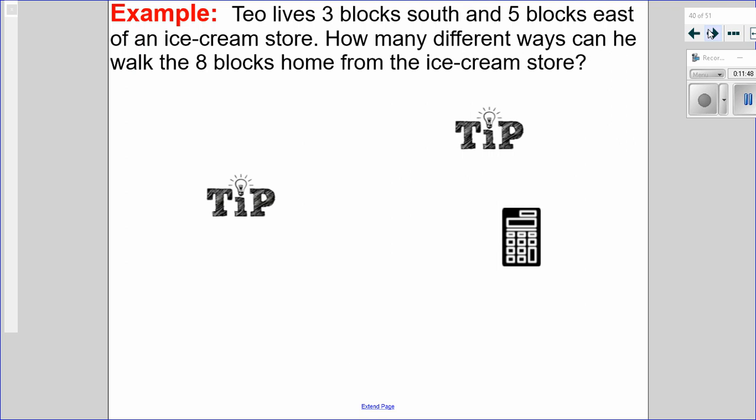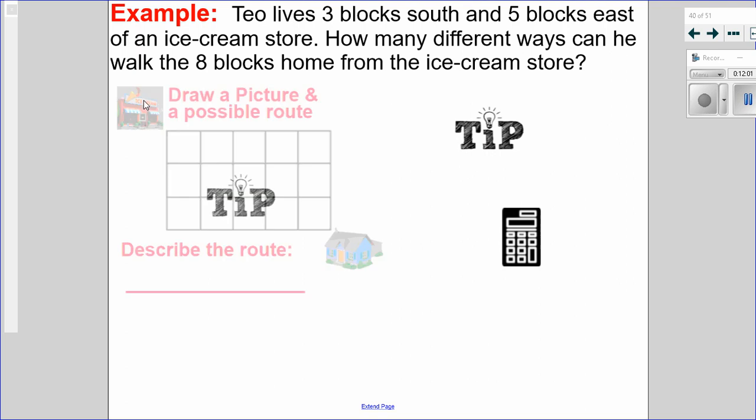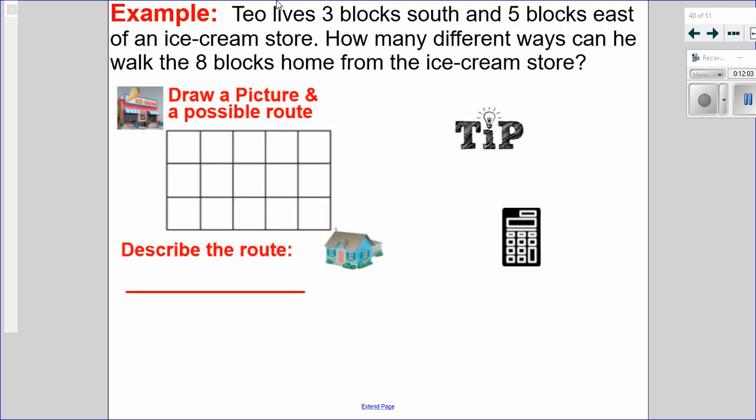Let's look at another one. So Teo lives 3 blocks south and 5 blocks east of an ice cream store. How many different ways can he walk the 8 blocks home from the ice cream store? So for me, I'm a visual person. The first thing I want to do is have a picture. So there's my picture. There's the ice cream store, and 3 blocks south and 5 blocks east, there's Teo's home. So I want to know, what are all the different pathways he could go to come home from the ice cream store?